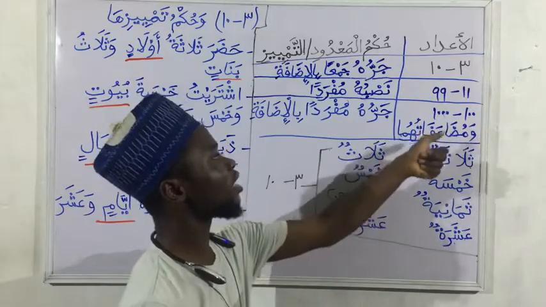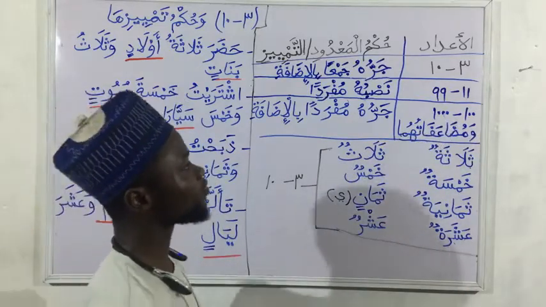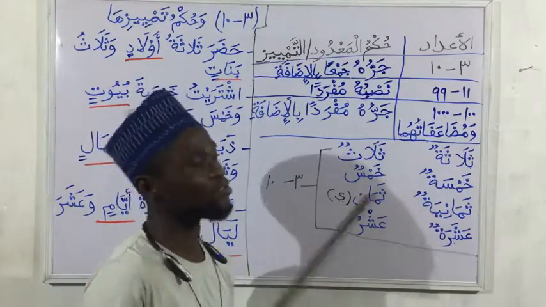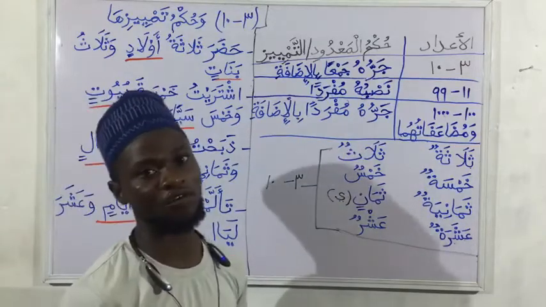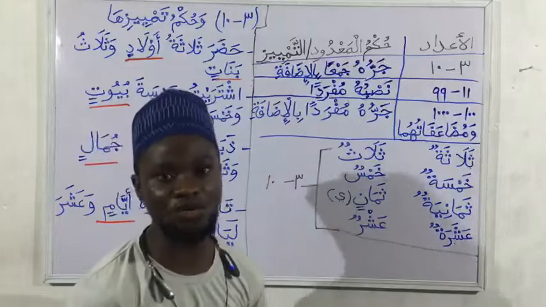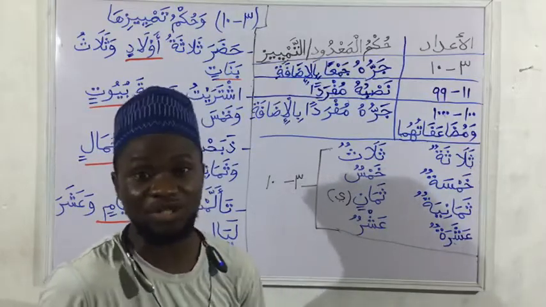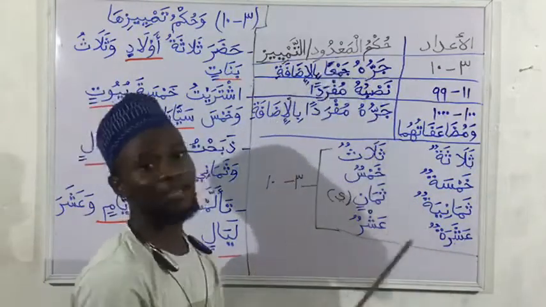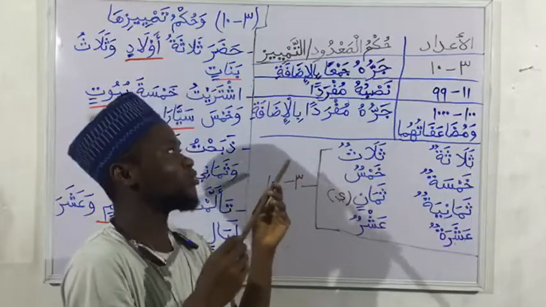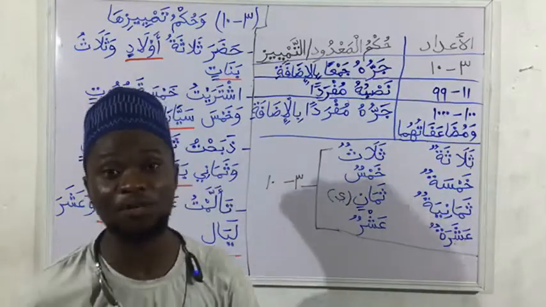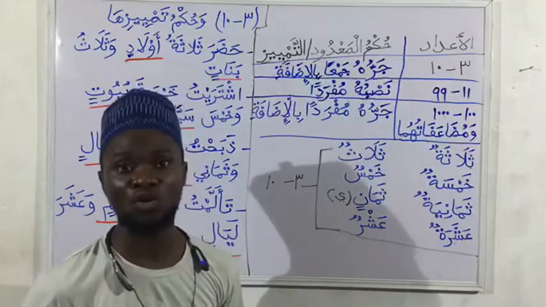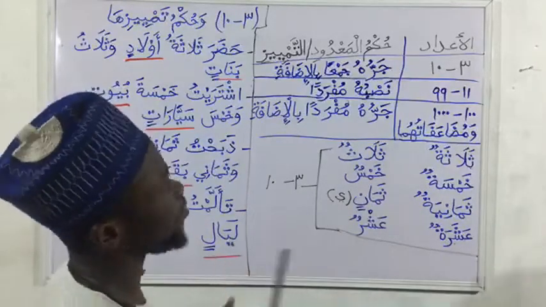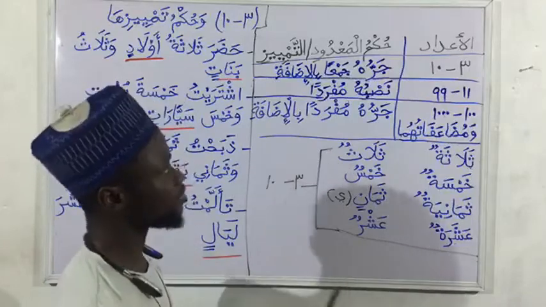Then for 100, mi'atun ila alfin wa mudha'afatuhuma, and their multiples, 100 to thousands and their multiples, jarruhu mufradan bil idafa. So this will also be in jarr state with idafa, like 3 to 10. But the difference is that in 3 to 10, the ma'dud will be jam', but here the ma'dud will be mufrad, because we've already said that from 11 to 99, your ma'dud will be mufrad. So those are the rulings that guide ma'dud against their numbers.